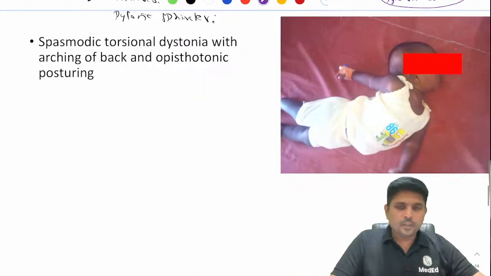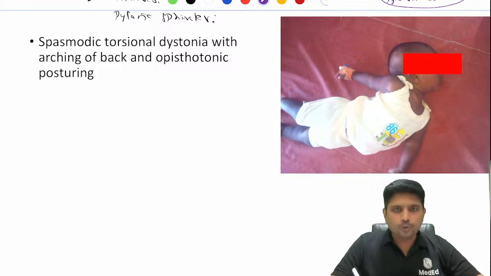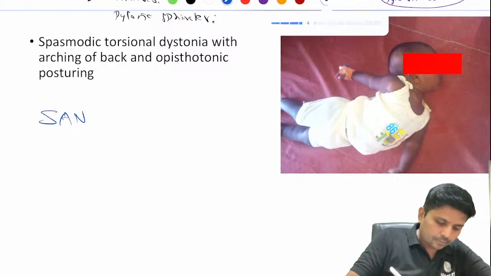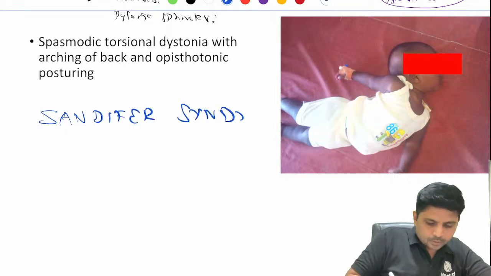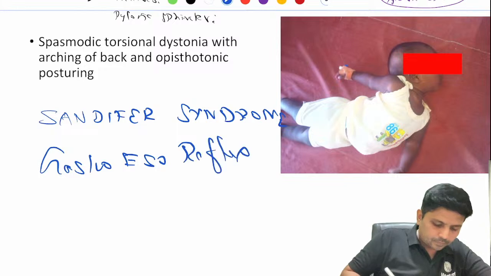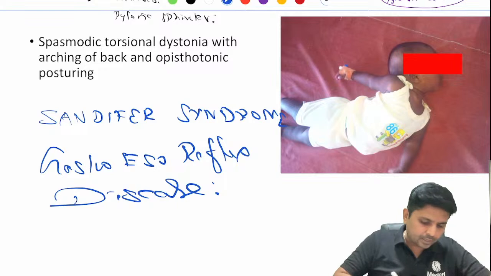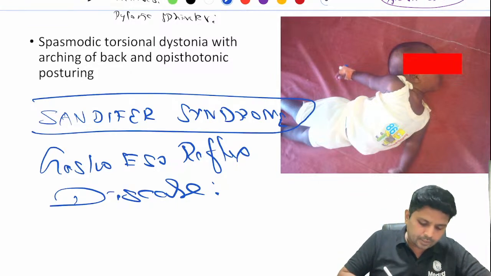What is this? Spasmodic torsional dystonia with arching of back and opisthotonic posturing. This is called Sandifer syndrome, due to gastroesophageal reflux disease. What is that called? Sandifer syndrome. A short question they will ask you. Okay, what is the treatment of choice?